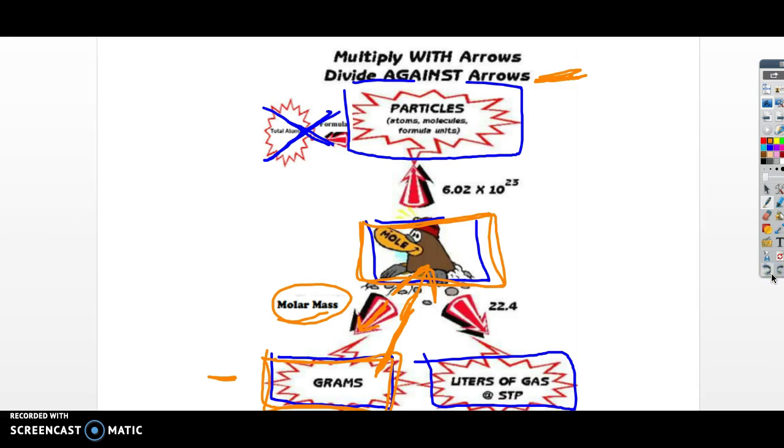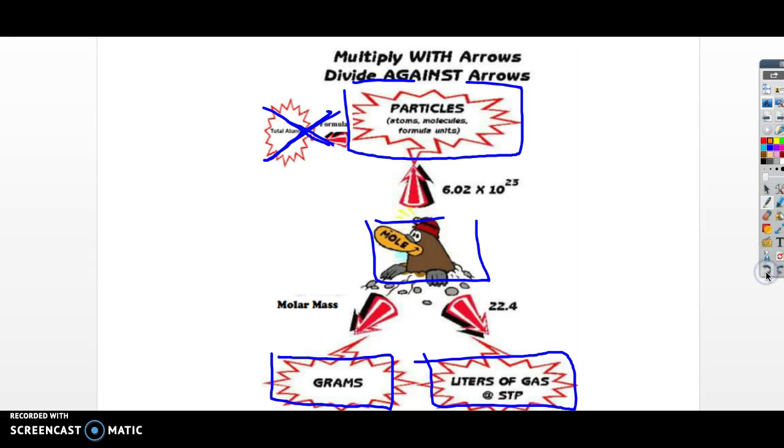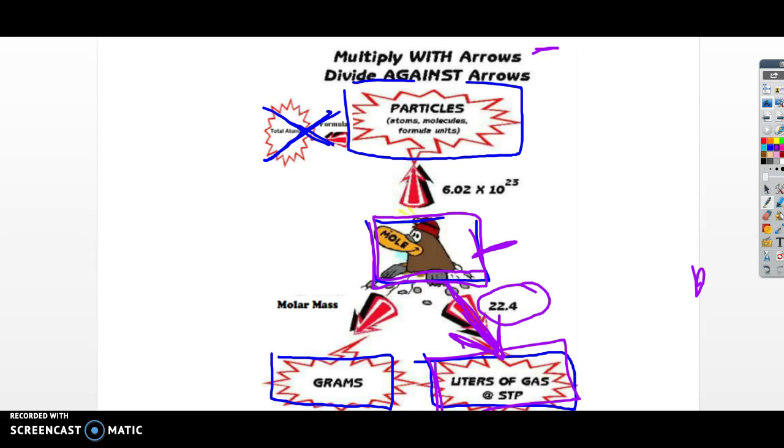Okay, let me go back, do more examples. Okay, let's see, purple, that works great. So let's say I'm going to go from moles to liters. I'm moving with the arrow. So if I'm moving with the arrow, look up here. With the arrow, I'm going to multiply. What am I going to multiply? I'm going to multiply moles times 22.4 to get liters. I'm moving with the arrow.